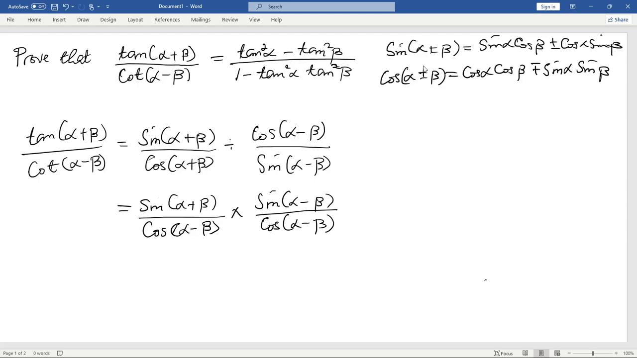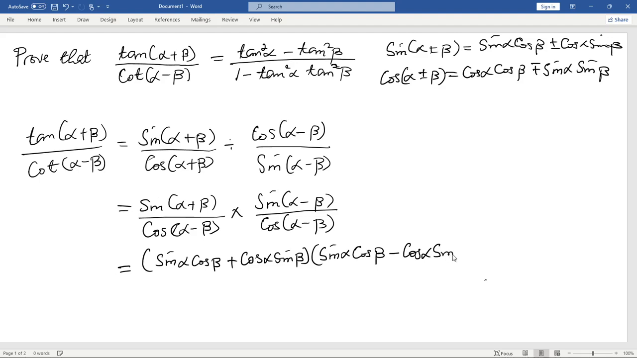So now we're going to substitute the identities that we have here into this expression. So meaning that for sine(alpha + beta), we're going to have sine alpha cos beta plus cos alpha sine beta, multiplied by the identity for this, simply sine alpha cos beta minus cos alpha sine beta like this here. Then we divide everything by what we have below there.